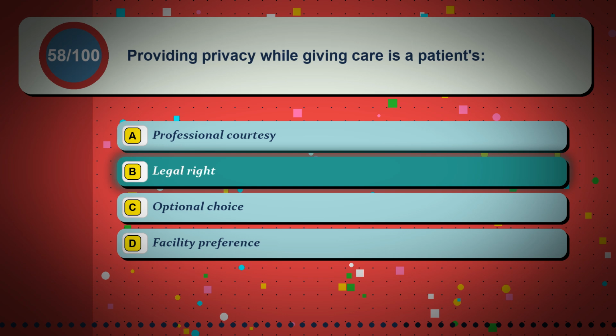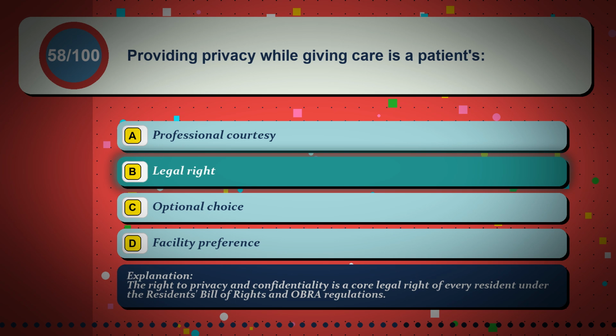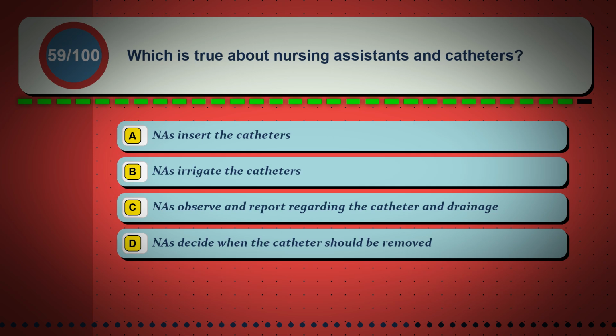The correct answer is option B, legal right. The right to privacy and confidentiality is a core legal right of every resident under the Residents' Bill of Rights and OBRA regulations.